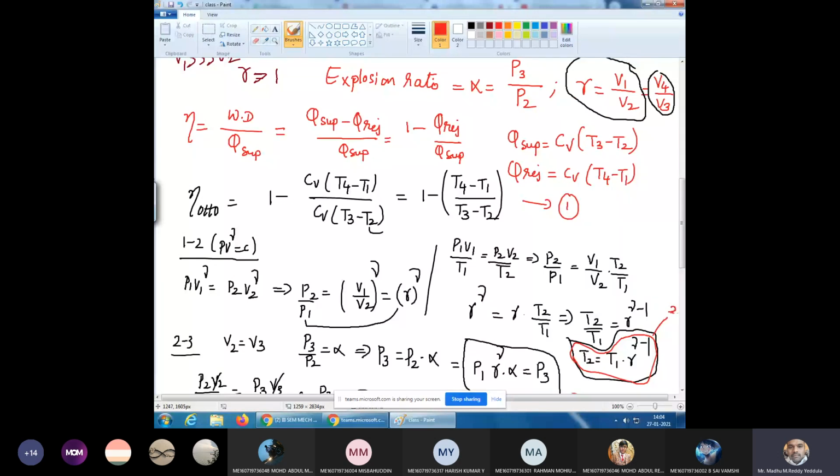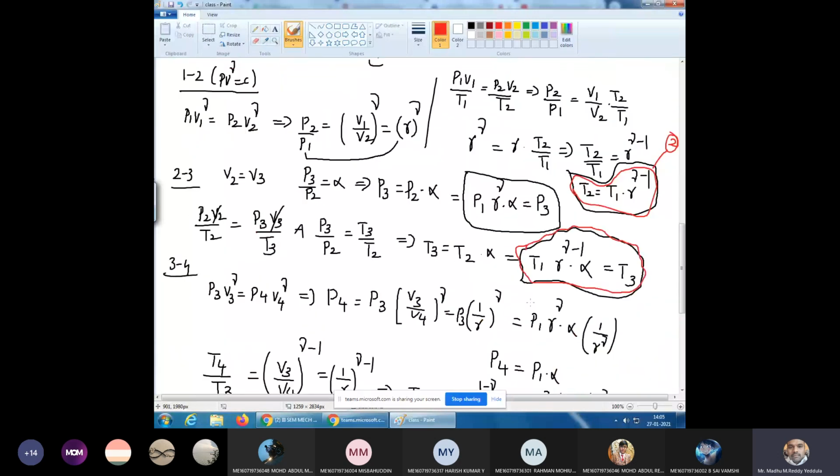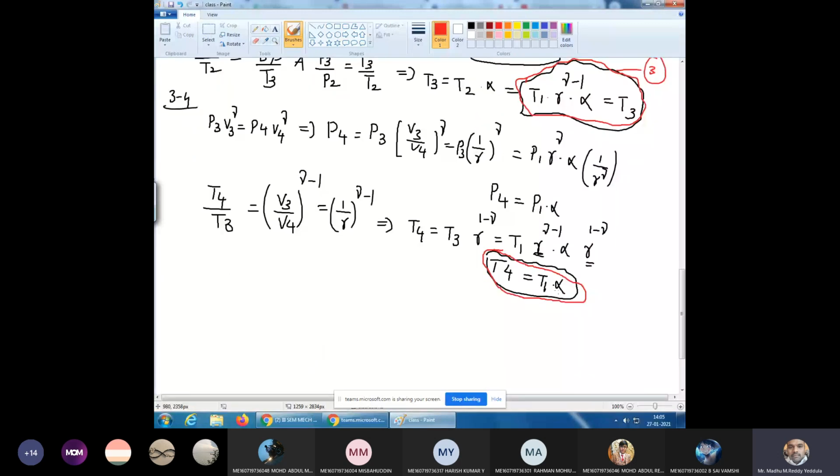This is equation 1, equation 2, equation 3, and finally equation 4. So substitute 2, 3 and 4 in equation 1. So what is equation 1? Equation 1 implies efficiency equals 1 minus (T4 minus T1) by (T3 minus T2). Now, what is the T4 value?